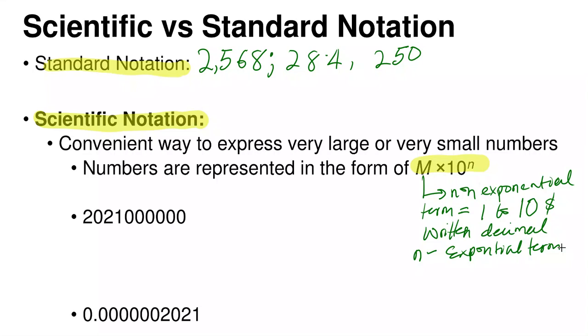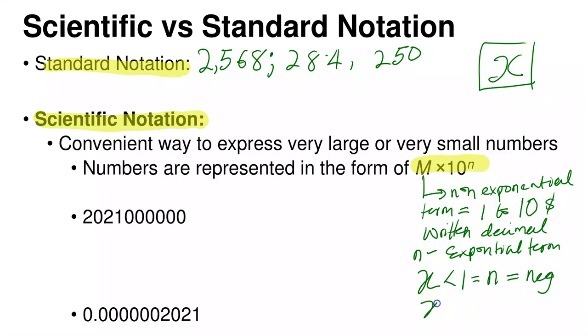Now, if the number in question, let's call the number x. If x is less than 1, that means it's 0.0 something, what it means is that n will have a negative value. On the other hand, if x, the number you want to express in scientific notation, is greater than 1, what it means is that n will have to be a positive value. So that is what we're going to see.